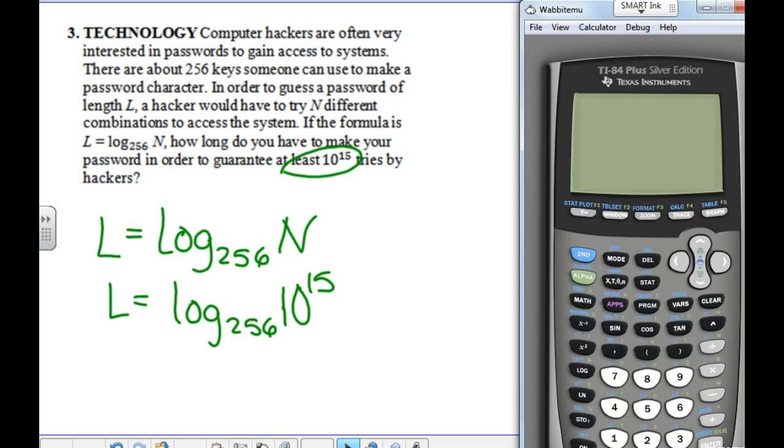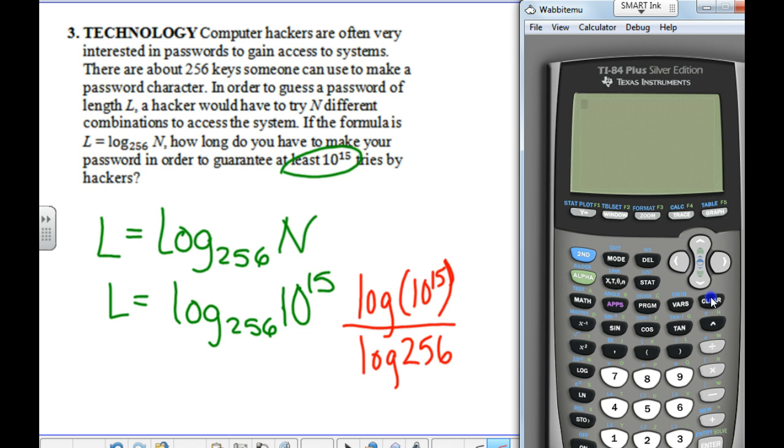Now, if we do this, if you don't have a calculator that does bases, remember you have to do change of base, which I'll do that way even though mine does bases. Log of 10 to the 15th divided by log of 256.